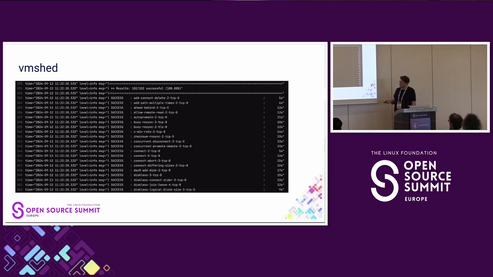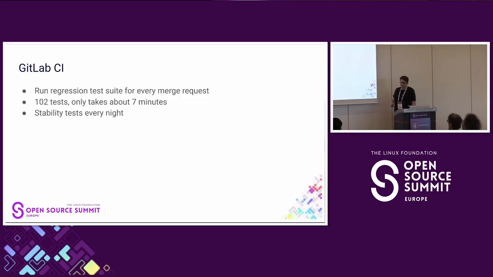So speaking of testing, this output actually comes from GitLab CI. To anyone who's tested modern software in the recent past, it won't come as a surprise that CI pipelines are very useful, and we just use GitLab CI. We can use any number of tools, but it works very well for us because Virter or VMShed actually makes it very easy to run the whole regression test suite, so the 102 VM tests, against basically every commit that we make to DRBD, right? So every merge request that we open in GitLab runs against this test suite.